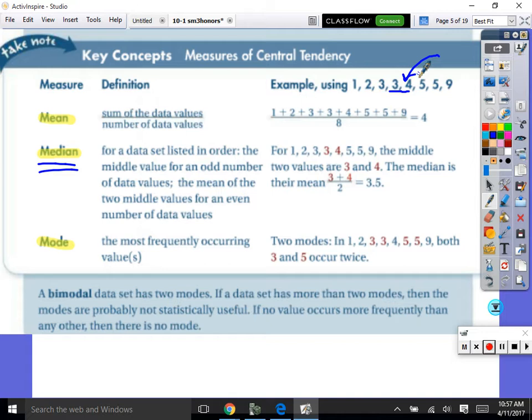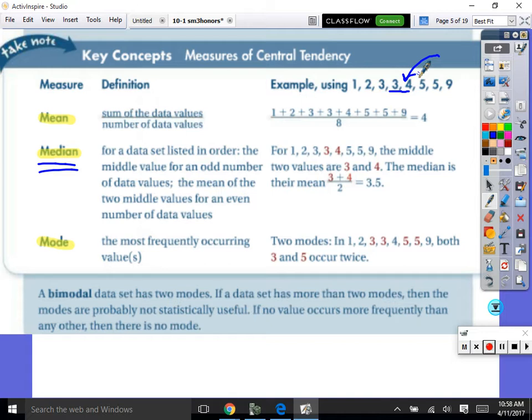And then mode is what happens most. The most often occurring, the most frequently occurring values. So right here we have 2 3s and 2 5s. So 3 and 5 are our mode because they occur twice. Because there are 2 modes, it's considered bimodal. That just means there's more than one mode. Bimodal data has 2 modes.